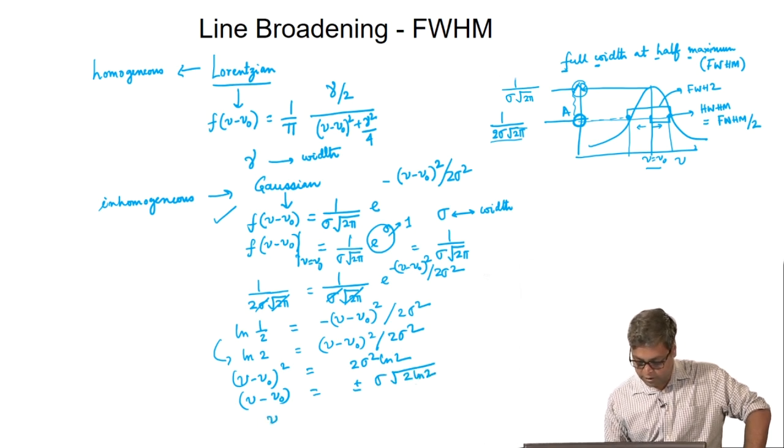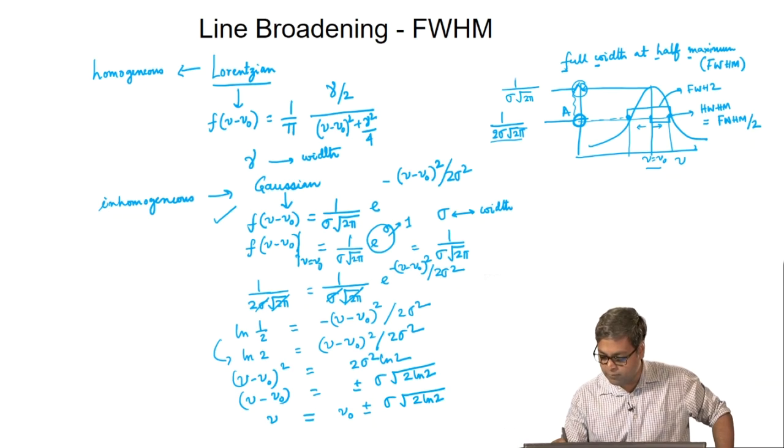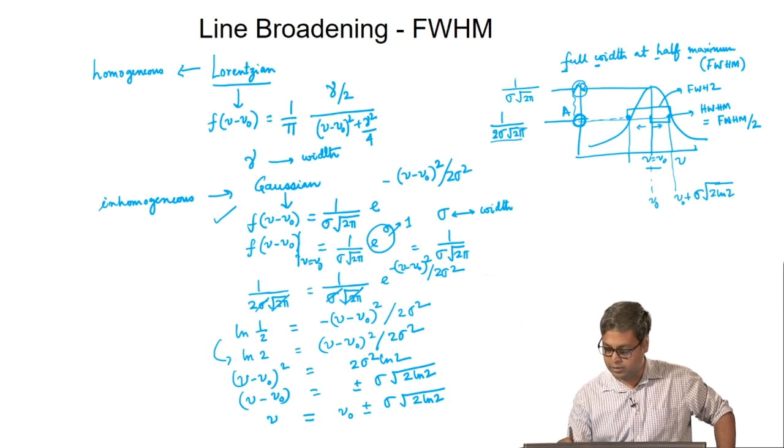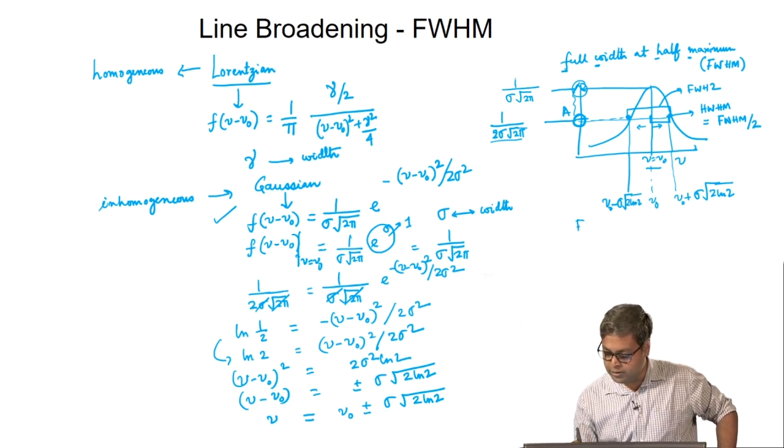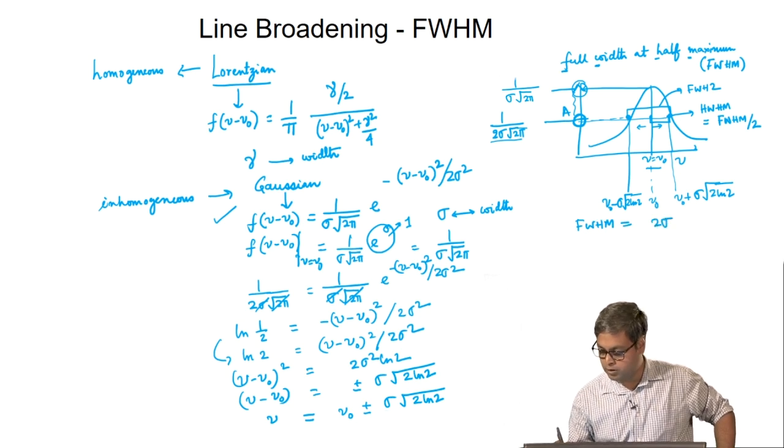So, now we needed to find nu. So, nu equals nu 0 plus minus sigma root over 2 ln 2. So, what does it mean? So, I have nu 0. So, this frequency is nu 0 plus sigma root over 2 ln 2, and this is nu 0 minus sigma root over 2 ln 2. So, the full width half maxima equals 2 sigma root over 2 ln 2.